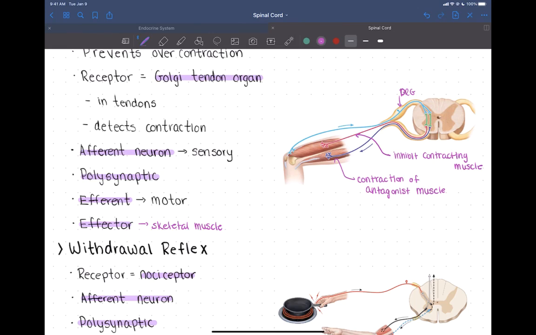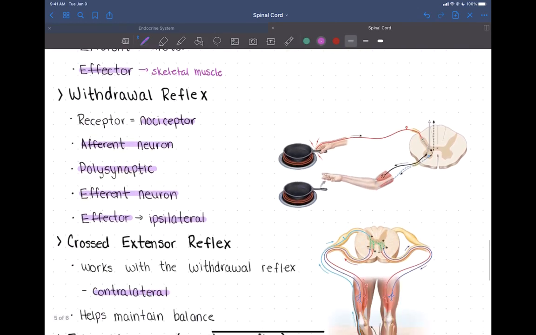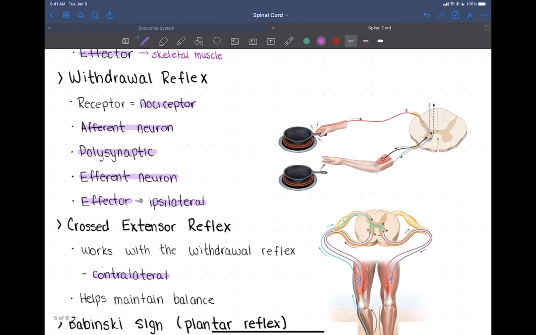So now let's talk about the withdrawal reflex. The name tells you with the withdrawal reflex, it's a response to pain. It causes you to withdraw from some sort of painful stimulus. If you're withdrawing your arm or something like that, that is going to be skeletal muscle, so this is going to be somatic. The receptor for this reflex is called a nociceptor, and a nociceptor is a pain receptor.